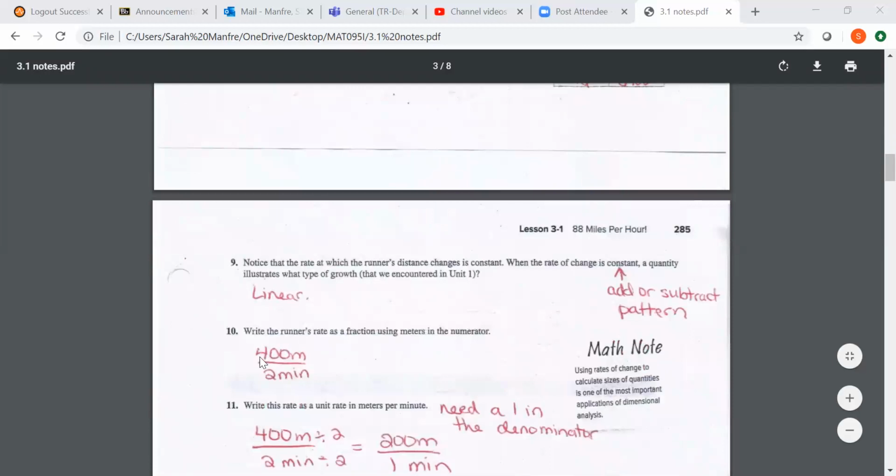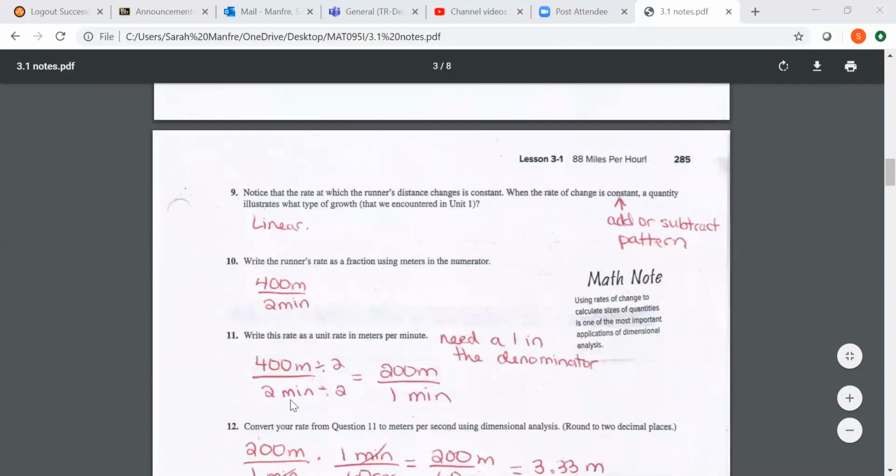Well, he's traveling 400 meters per 2 minutes. Can we write this as a unit rate? Well, to get a unit rate, we have to have a 1 in the denominator. So I'm going to take this 2, divide it by 2, takes me down to 1 minute. 200 meters per 1 minute is equivalent to 400 meters in 2 minutes.